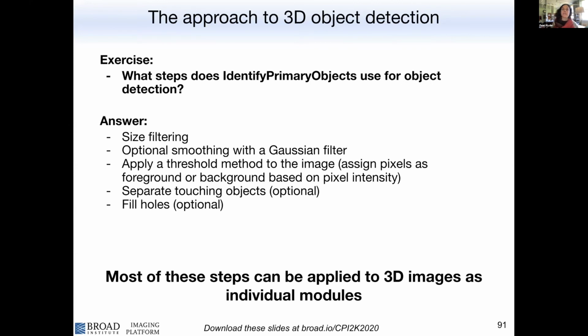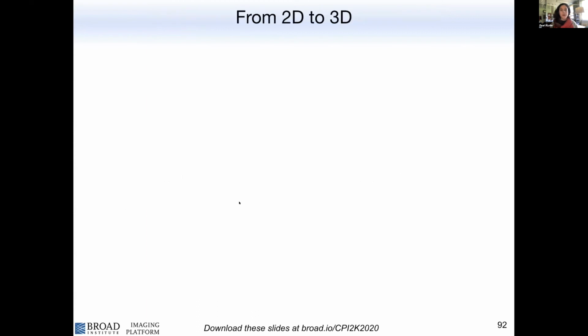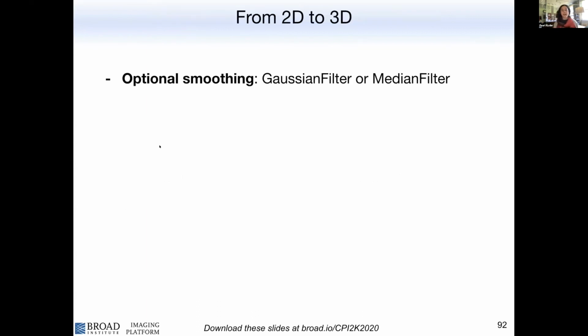The big difference in three dimensions is that instead of using one module, Identify Primary Objects, where you can do these many different things within one module, with three dimensions, what we need to do in CellProfiler is actually split apart these different methods into separate modules. What that's going to look like is that if you need to smooth the image in order to avoid splitting one object into multiple inappropriately, you can do that using a module like Median Filter or Gaussian Filter.